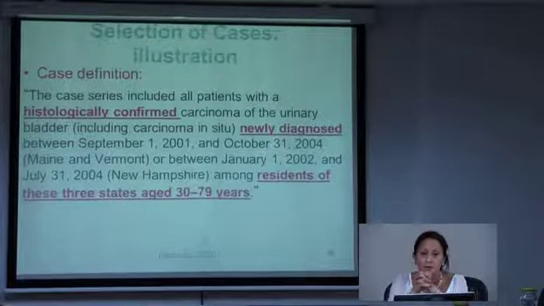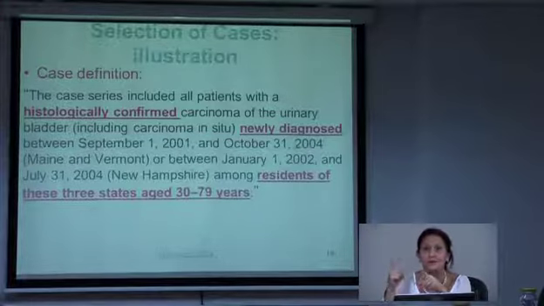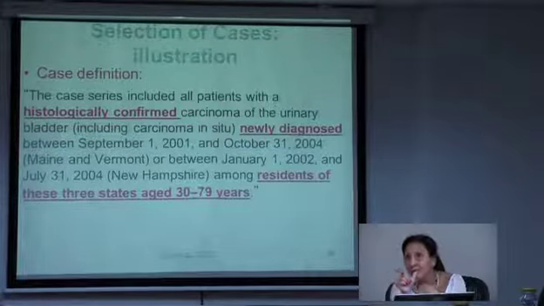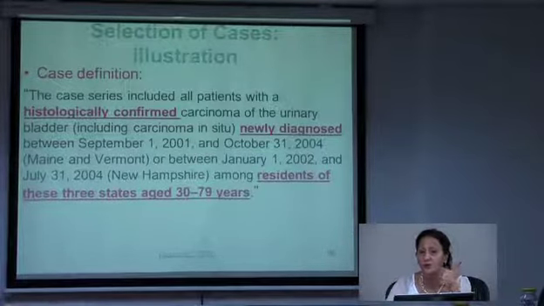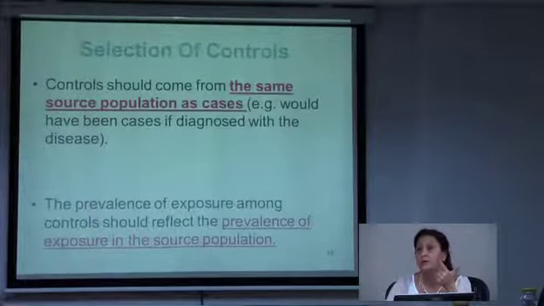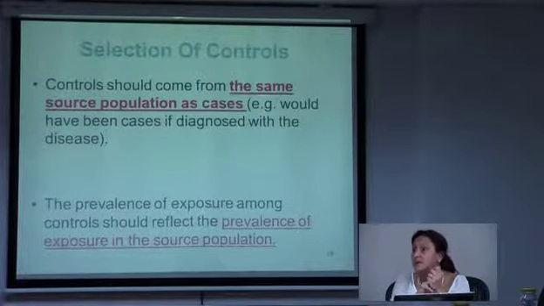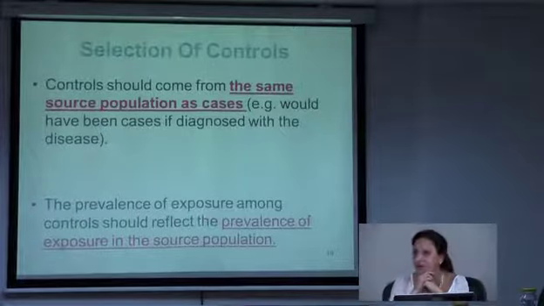As an illustration from the article, the case series included all patients with a histologically confirmed carcinoma, again, newly diagnosed in the past 3 years, okay? So we said, first is case ascertainment, case verification and selection, and incident versus prevalence. These are the two most important things about cases, and of course, where do I get them? So sources, incidence, prevalence, definition and ascertainment.